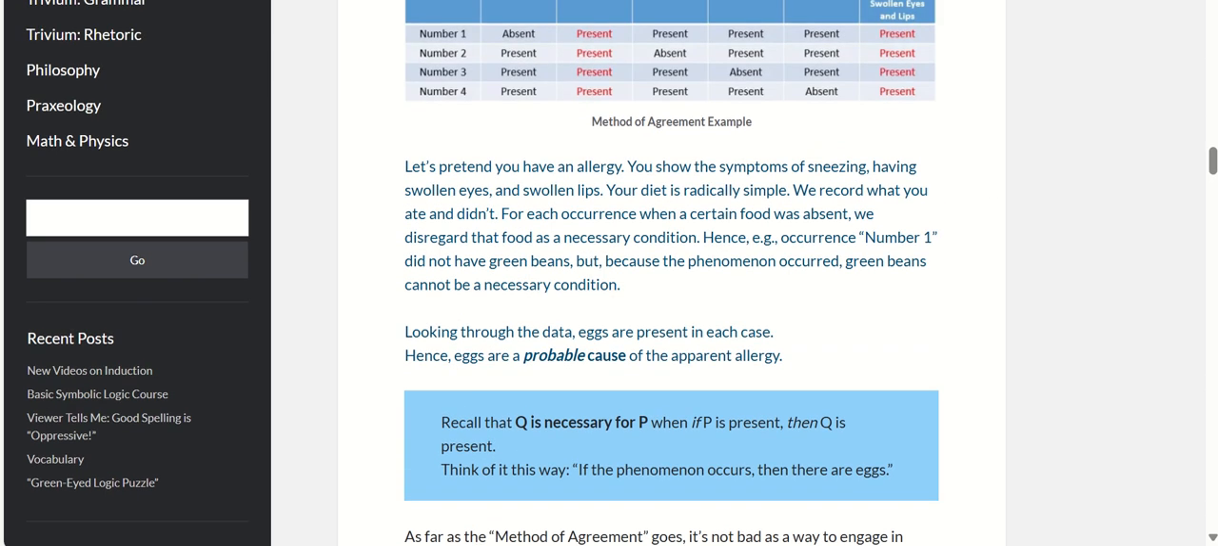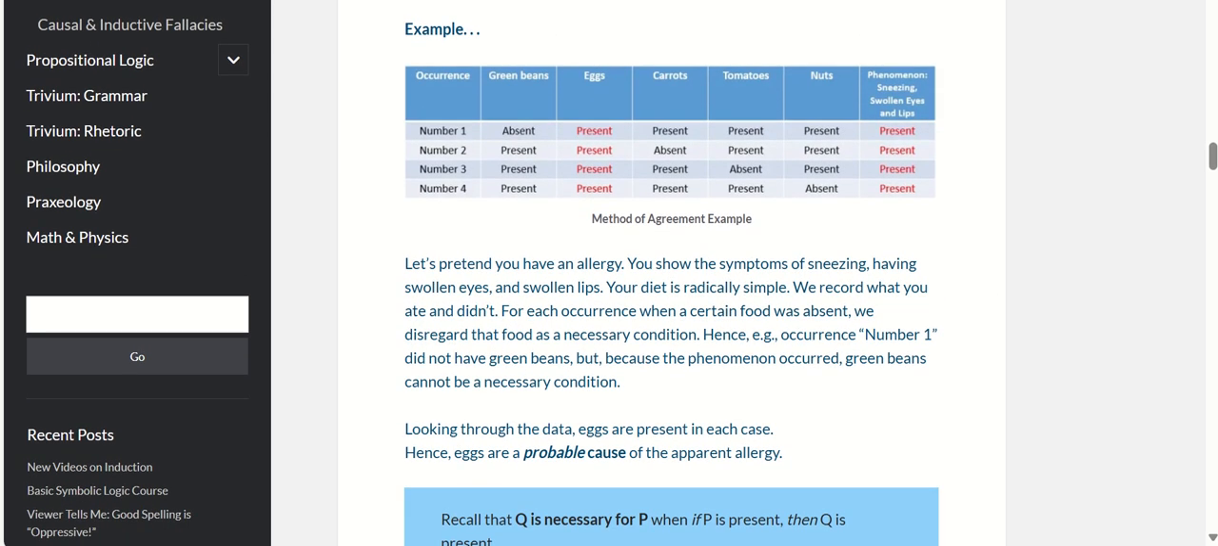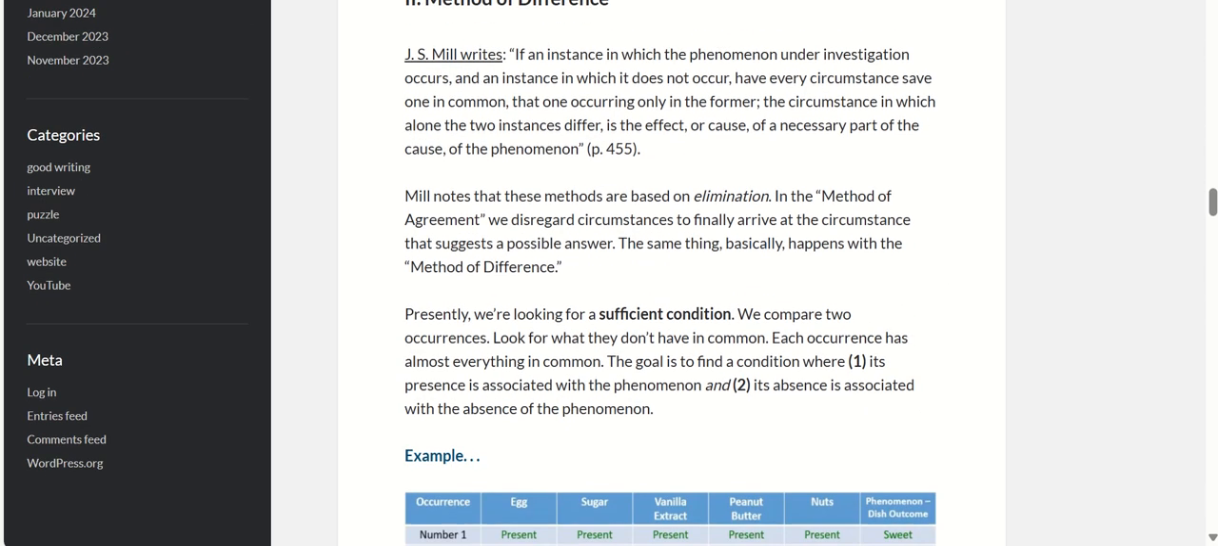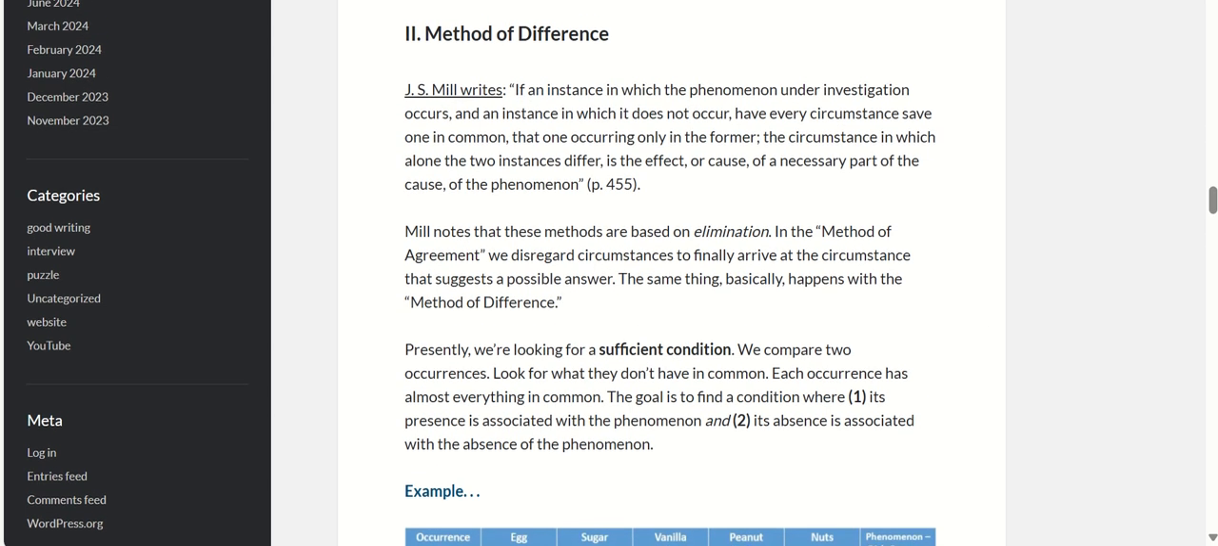But we can see why, as a rule, if we're careful, the method of agreement can help find a probable cause. We have this allergy, what is it? And the simple diet is helping us determine what's the probable cause. Now, the method of difference is the next thing to consider. And I quote, by the way, John Stuart Mill directly, from his textbook.